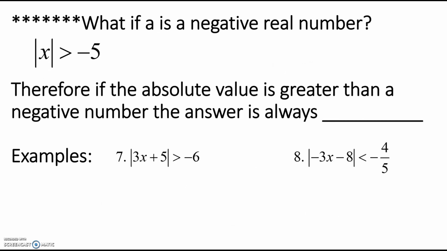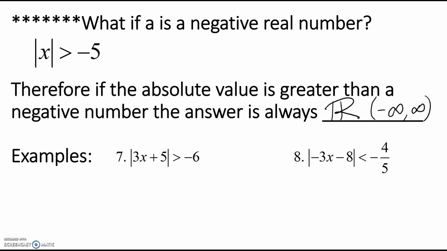Last thing, what if A is a negative real number? So my absolute value is greater than negative 5. Think about it, my absolute value should always be a positive number, right? So absolute value would always be greater than a negative. So this is always all real numbers. Remember, that's where it would be negative infinity to infinity.